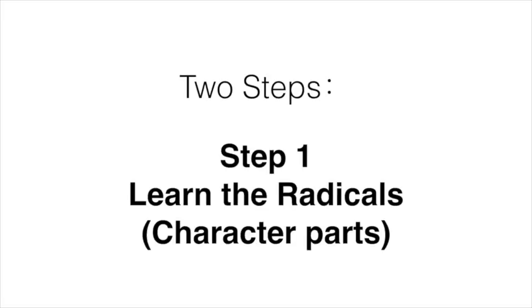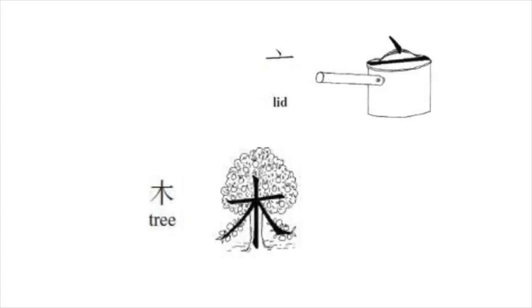Now, the radicals are the character parts, and probably if you've learned any number of Chinese characters, you've already come across this. This is pretty straightforward, and I think pretty simple. Most people are familiar with this. So for example, if you're trying to learn mu, the character for tree, it looks kind of like a tree, and so you might have a picture that reminds you of that.